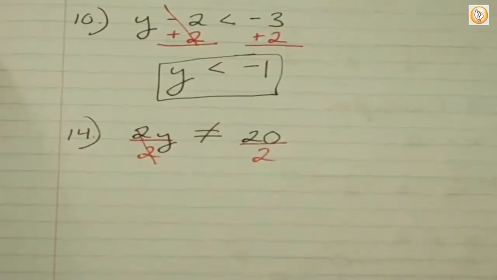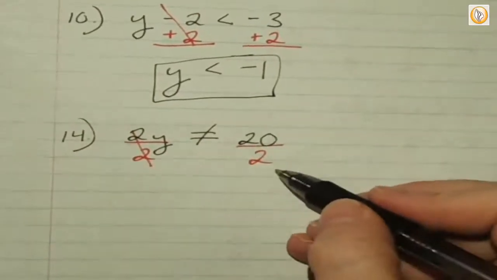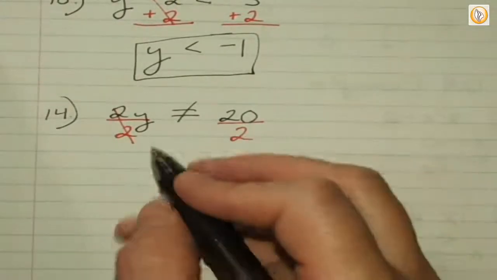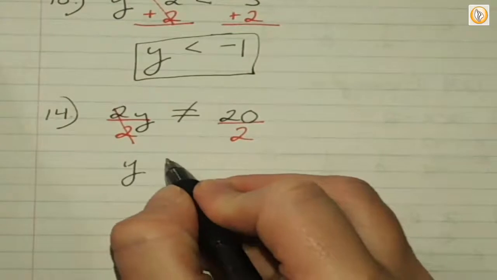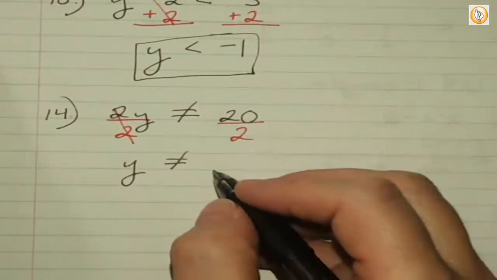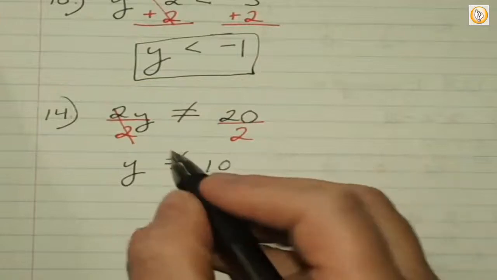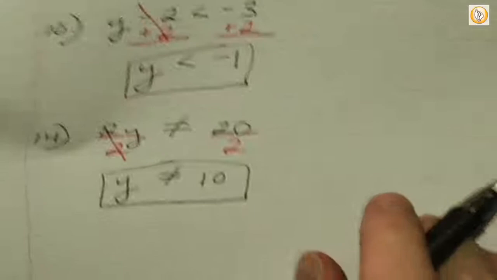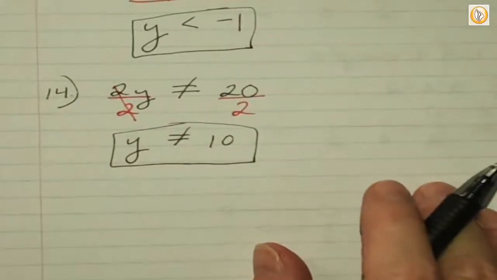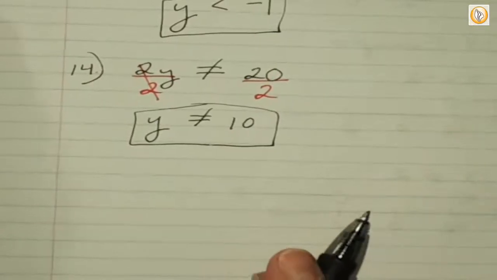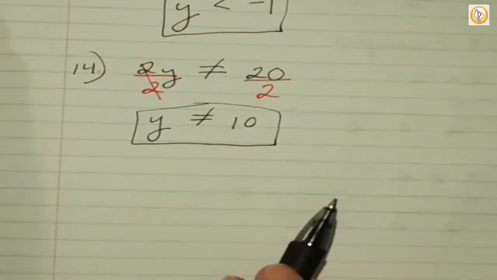Very good. Now, we're dividing by a positive. So it would be negative? Really? 20 divided by 2 is 10. You're thinking too much. Relax. Any questions about that?